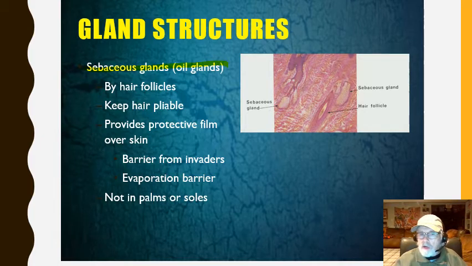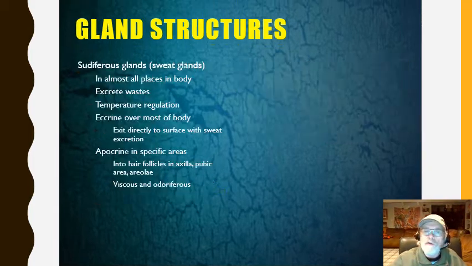And that oily layer does provide barrier protection from things such as bacteria and viruses, as well as a little bit of an evaporation barrier for heat dissipation. We don't find these sebaceous glands or oil glands in the palms or the soles. Palms and soles get wet because of something else, the sweat glands, which we'll talk about next. But there's a sebaceous gland, right there, leading into a hair follicle, and here's another sebaceous gland going into a hair follicle.